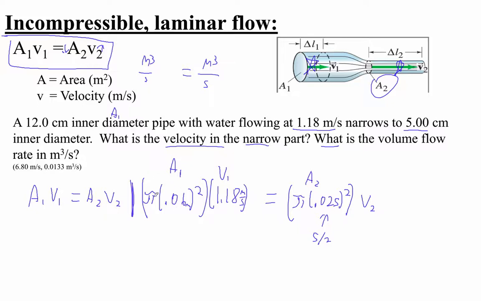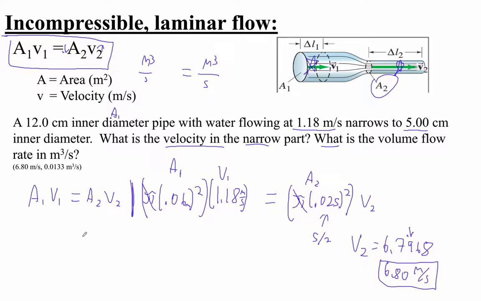Okay, so notice that the pi's cancel. I don't even need to use them. So I'm going to go 0.06 squared times 1.18 divided by 0.025 squared. And I get that V2 is 6.7968, which if we had 3 sig figs, we'd have to round to that place. We'd have to say 6.80 meters per second. So it's going considerably faster, right? And that's because the area is smaller.